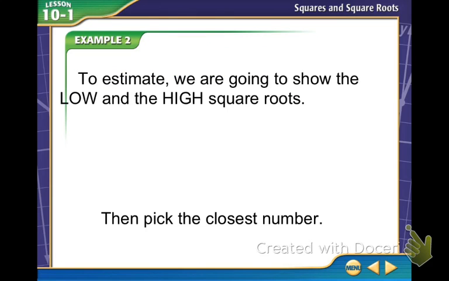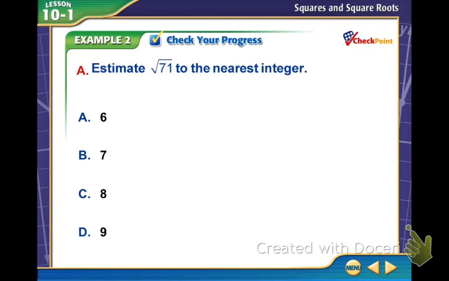Again, when estimating, we're going to show both the low and the high square roots. Pause the video and find the square root of 71 to the nearest integer. So you're estimating, find both the low and the high. Make sure to write them down.